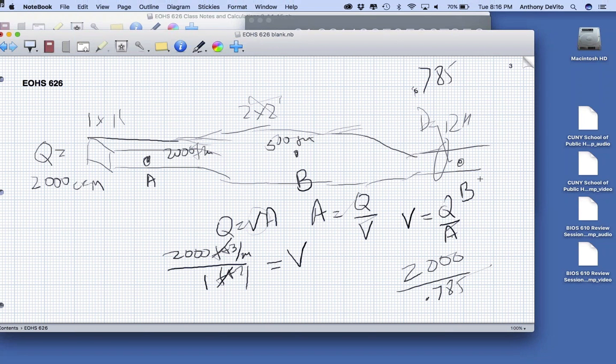Anybody got a calculator handy? It's going to be the fastest of all of them, right? 2548 feet per minute. In order to move the same quantity through this ductwork, same amount goes in has to come out, right? So that Q stays the same. In order for that Q to stay the same, if the duct is narrow, it's got to move faster. If the duct is wide, it can move slower.